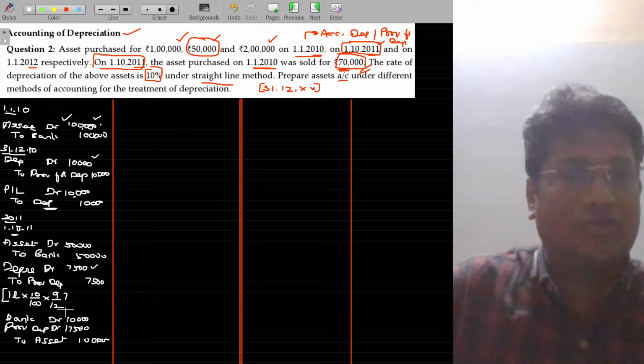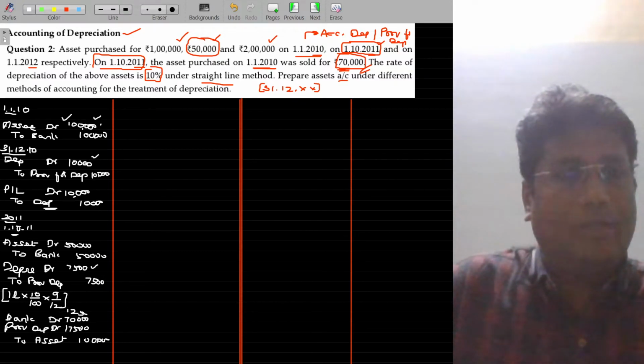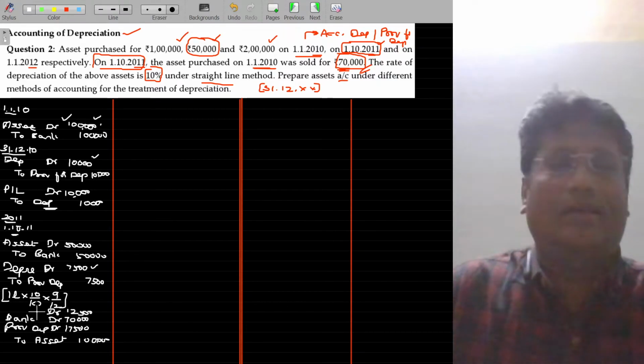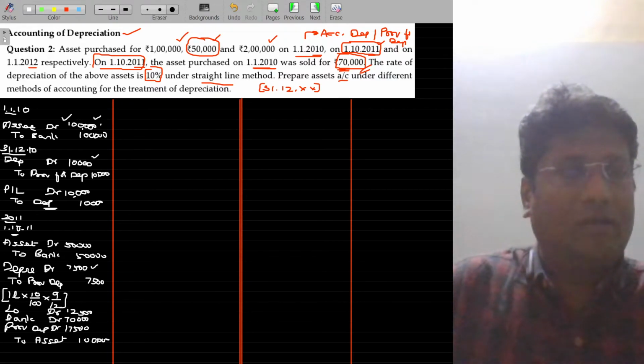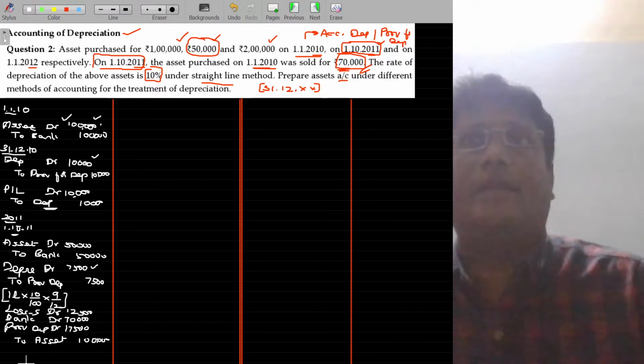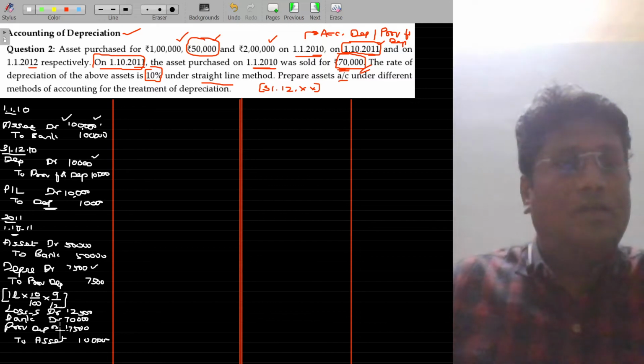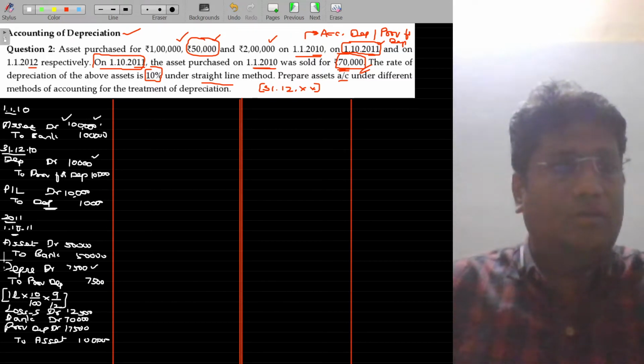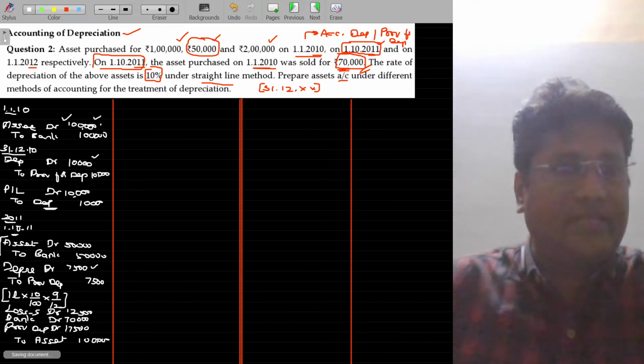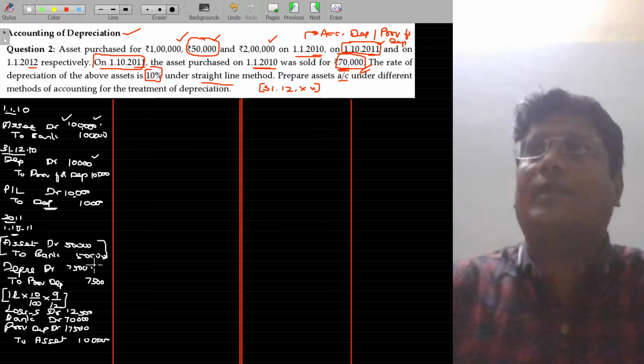12,500 is loss. The loss can simply be debited to the profit and loss account, or simply named as loss on sale. If it is loss on sale, it should automatically be transferred to the P&L account by the period end. On the same date, we purchased one asset and we sold another asset. So we have completed both.